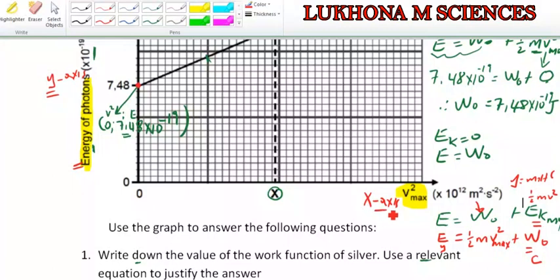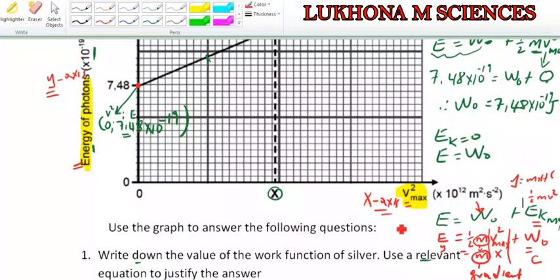Then if it's not wrong, on the x-axis we have mv squared max, which means this part is our x. The m here is the mass in this formula, while in y is equal to mx plus c, m is the gradient. Meaning that the gradient, in this case, represents what? The mass. The gradient represents the mass.